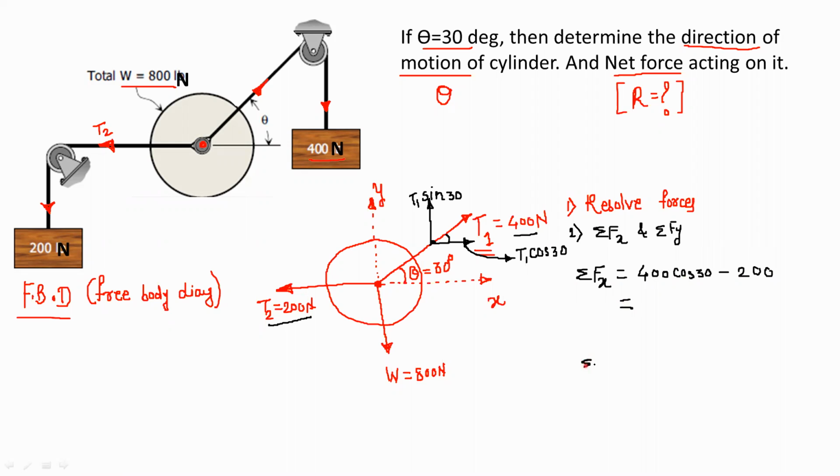Now second, write the summation Fy. So for the summation Fy, for T1, this is T1 sin 30. So T1 is 400. This is sin 30. And it is positive y direction. Second component, there is no component of T2 in the y direction. There is a component W in the y direction. So take this component minus 800. It is completely acting in the y direction. So value is 800 and it is negative. So find out the summation Fy.